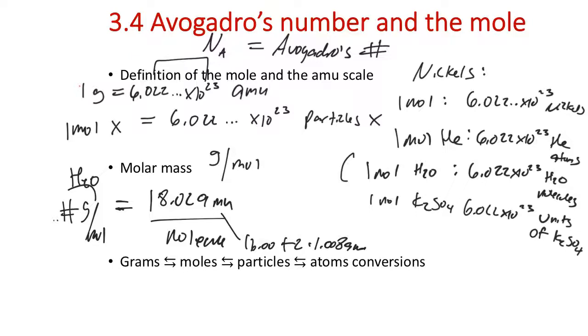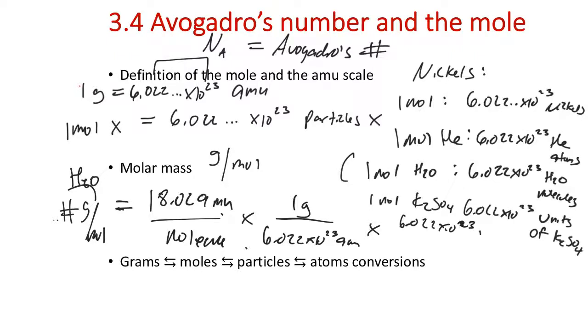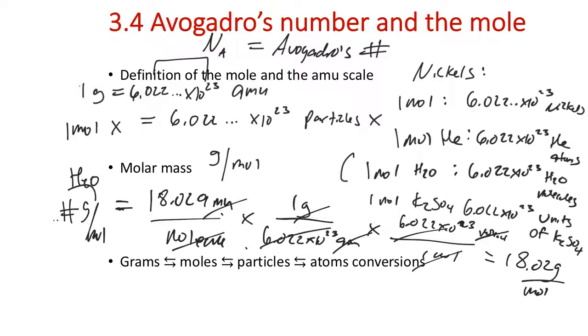So using the periodic table, I get the AMU per particle. Then all I need to do is two conversions. For AMU to grams, there's 6.022 times 10 to the 23 AMU per 1 gram. And then 6.022 times 10 to the 23 molecules of water are present in 1 mole. So the molecule cancels, the AMU cancels, the gram cancels, as well as Avogadro's number. It's very intentional that they cancel, so that we know there's 18.02 grams for every 1 mole of water.